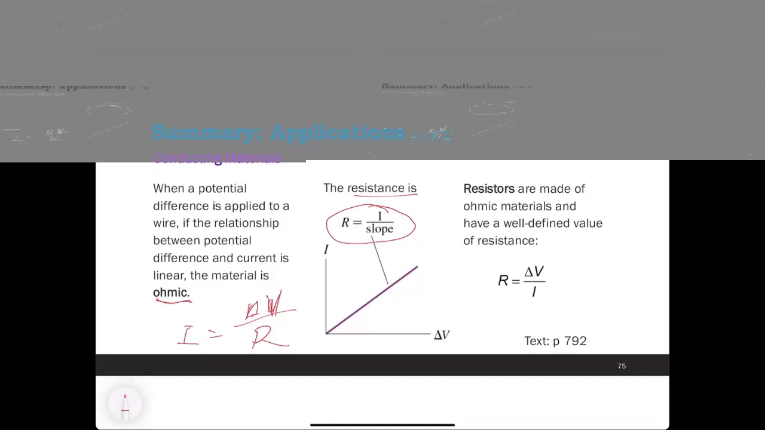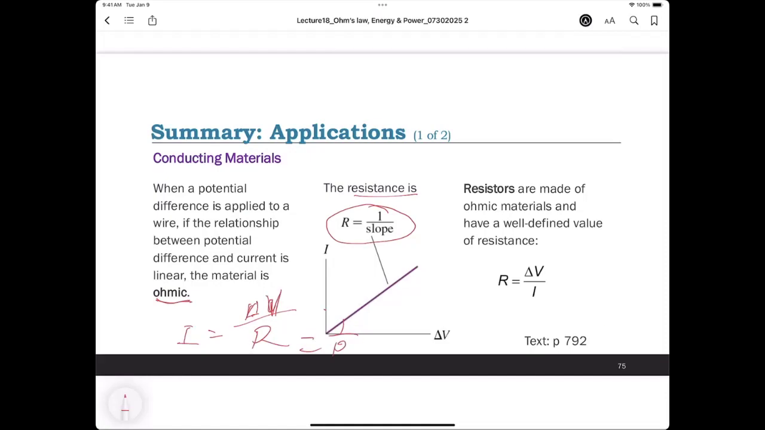And also we talk about conducting materials. When a potential difference is applied to a wire, if the relationship between potential difference and current is linear, we call the material ohmic. The resistance equals this one. We know I equals delta V divided by R, which means I equals 1 over R multiplied by delta V. This is a line; 1 over R is the slope, which means R equals 1 over the slope. That makes sense to you?